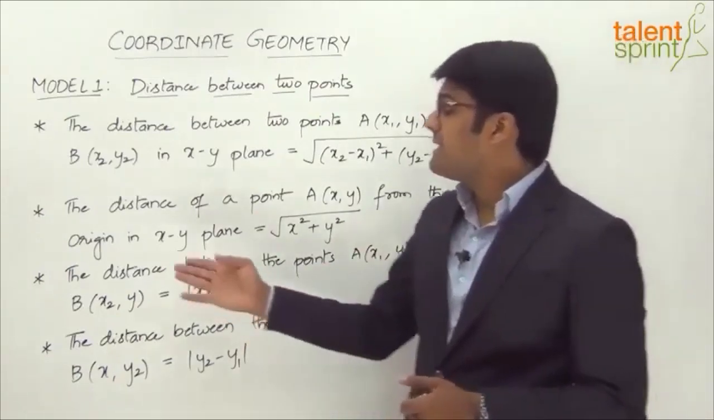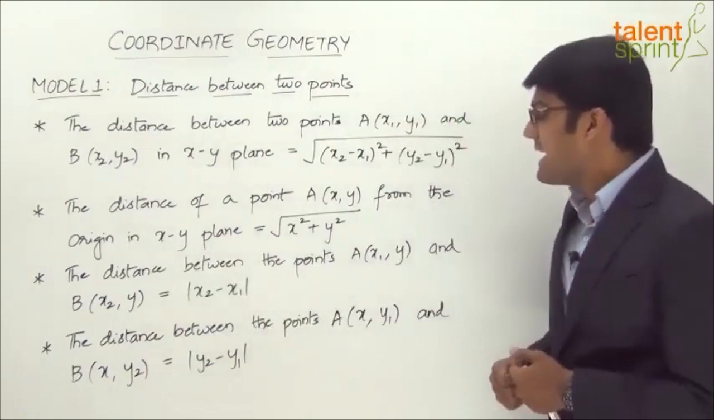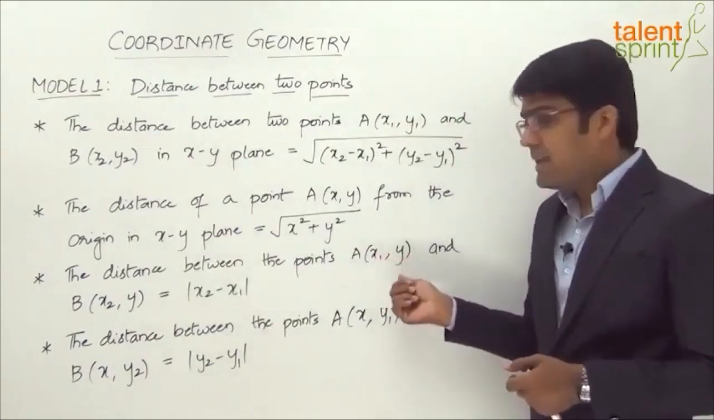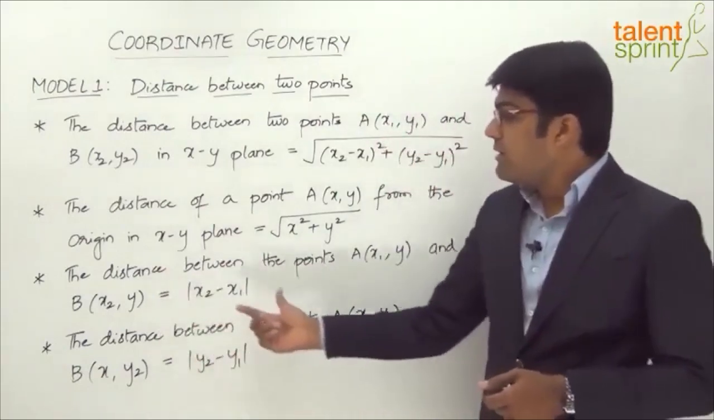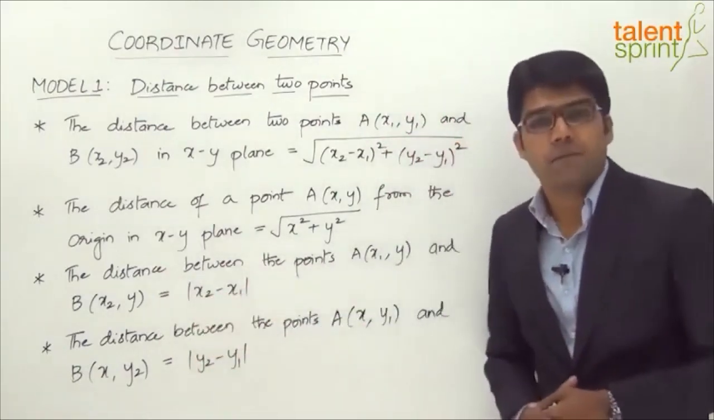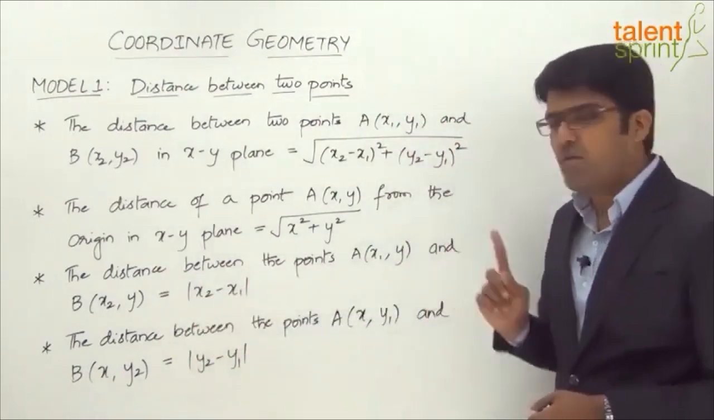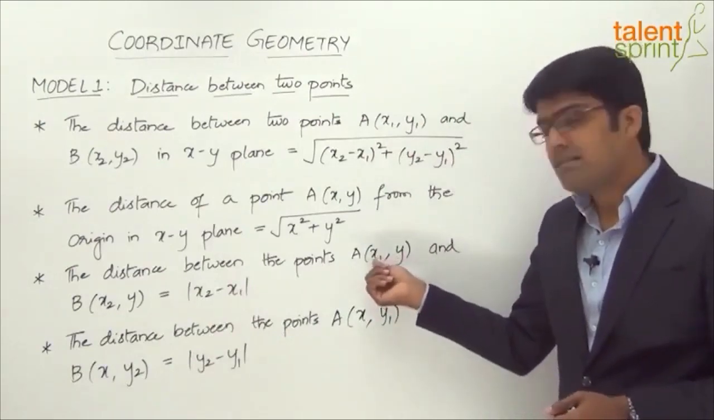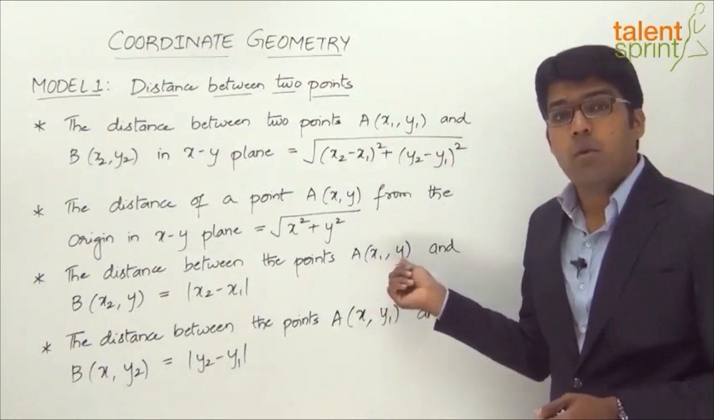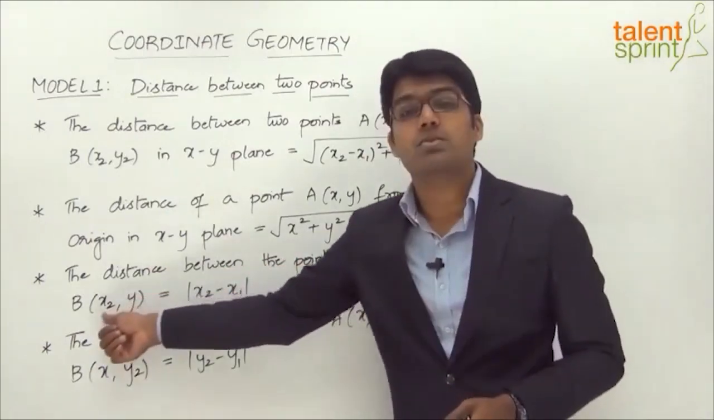The next point says that the distance between the points A (x1, y) and B (x2, y) is equal to modulus of x2 minus x1. Now what do you observe here? We have got 2 points A and B. The point A has the coordinates x1 and y, and the point B has the coordinates x2 and y.